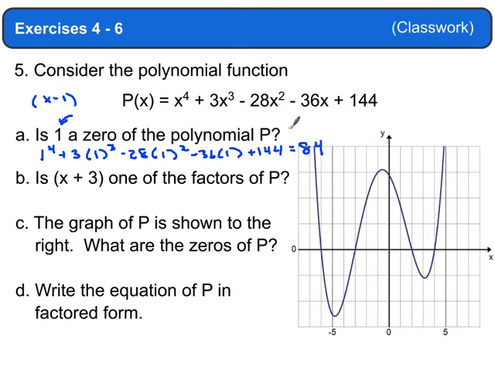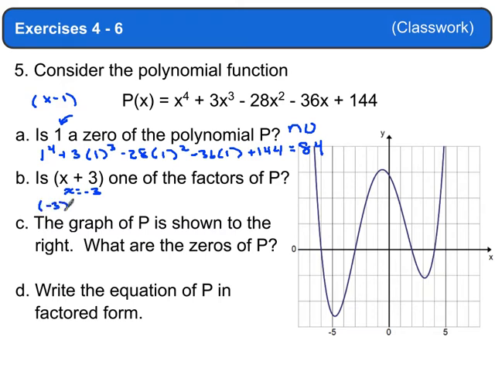So the answer to this would be no. 1 is not a 0. So if we compare it to part B, if they give us x plus 3, that means x has to equal negative 3. So we want to know what happens if we plug negative 3 into each one.